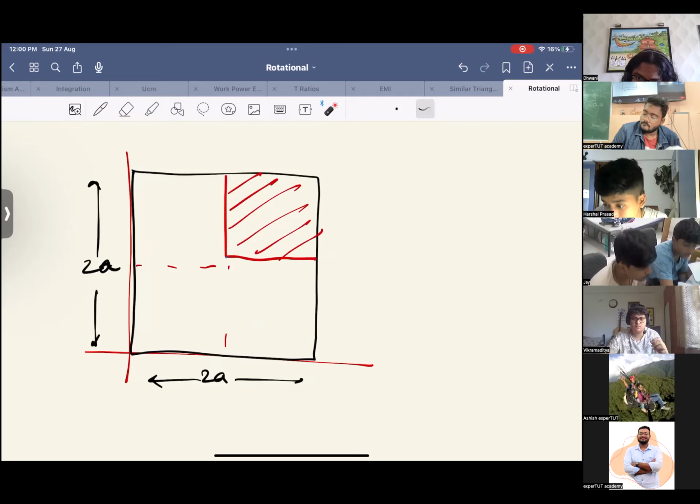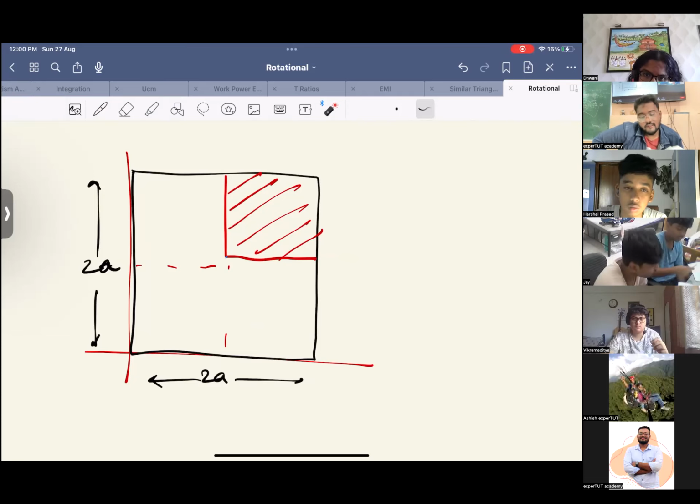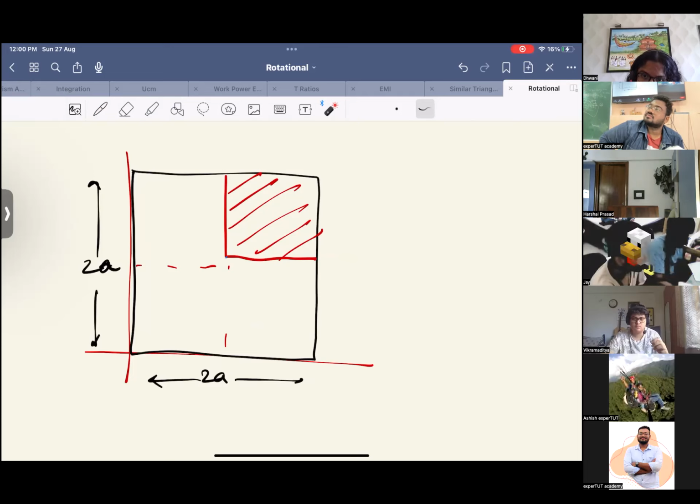So will it be a/2 comma a/2? I think it's a correct answer also. Let me work it out, wait one minute. I'm very confused. I'm thinking it is C. That is right, isn't it? Why?